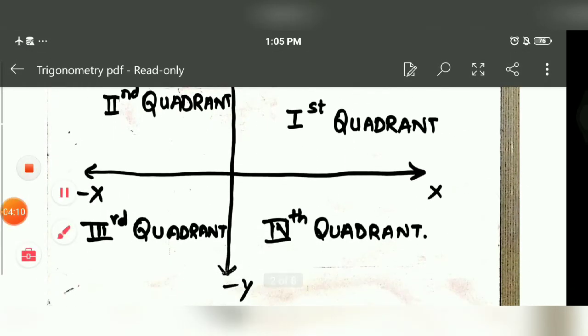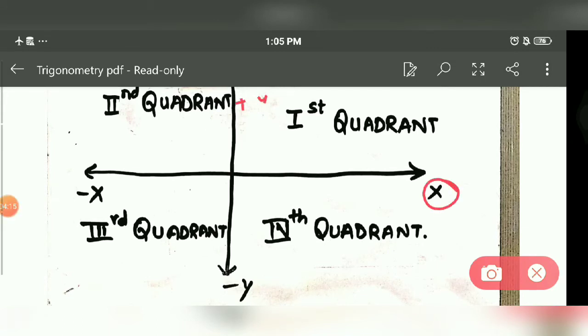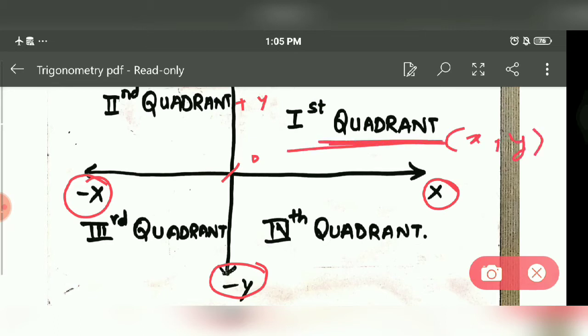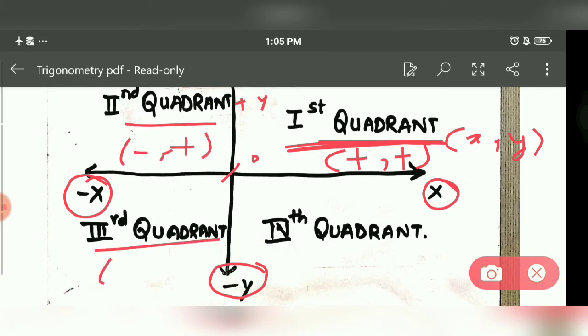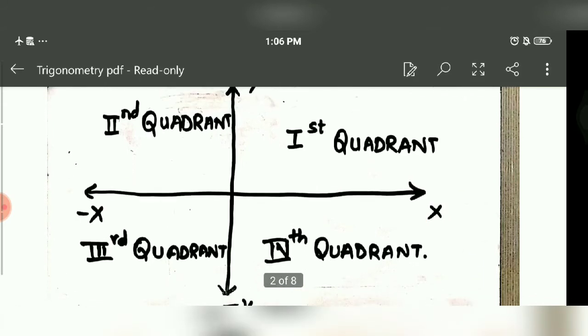Next, as for the graph, this is plus x, this is plus y, minus x, minus y. This is the origin. There are two coordinates, that is x and y, but four quadrants. This is the first quadrant where x and y both are positive. This is the second quadrant where x is negative, y is positive. This is the third quadrant where x and y both are negative. This is the fourth quadrant where x is positive but y is negative. So there are four quadrants in all.